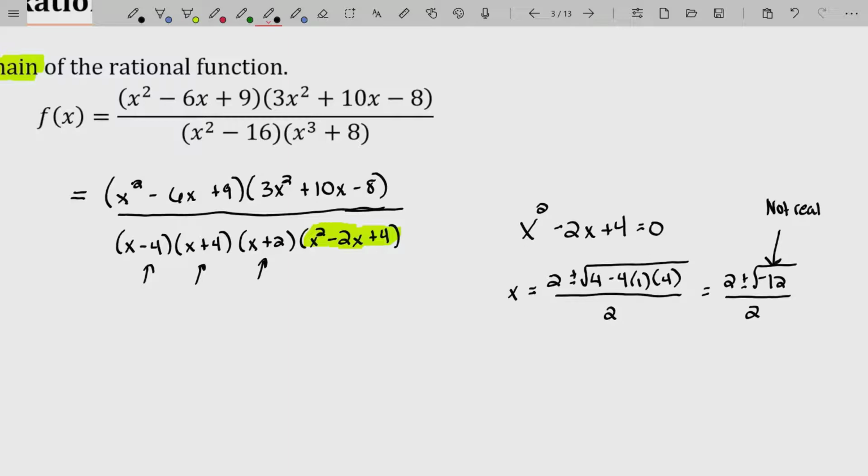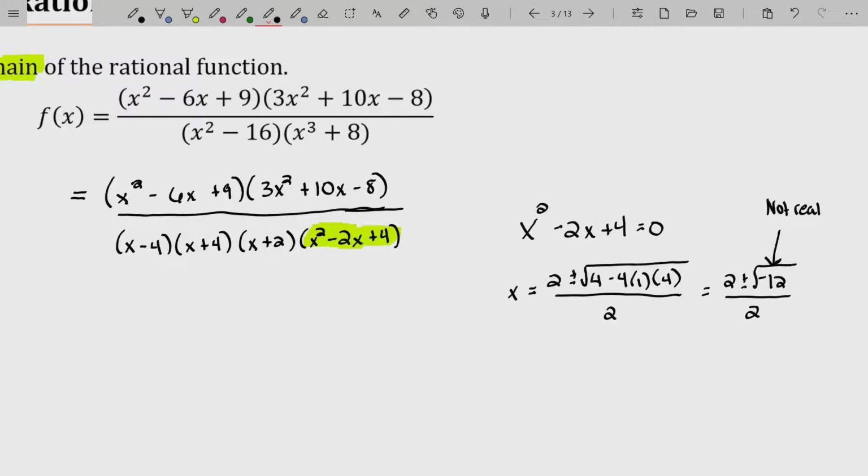Since that is not a real number, so not real, I don't have to worry about my function or that factor of the denominator ever becoming 0. It just won't, because it will only become 0 if I allow for non-real numbers. The truth is, whenever you graph a function, you're only graphing on the real number system or the real number line. So there's no reason to worry about that.